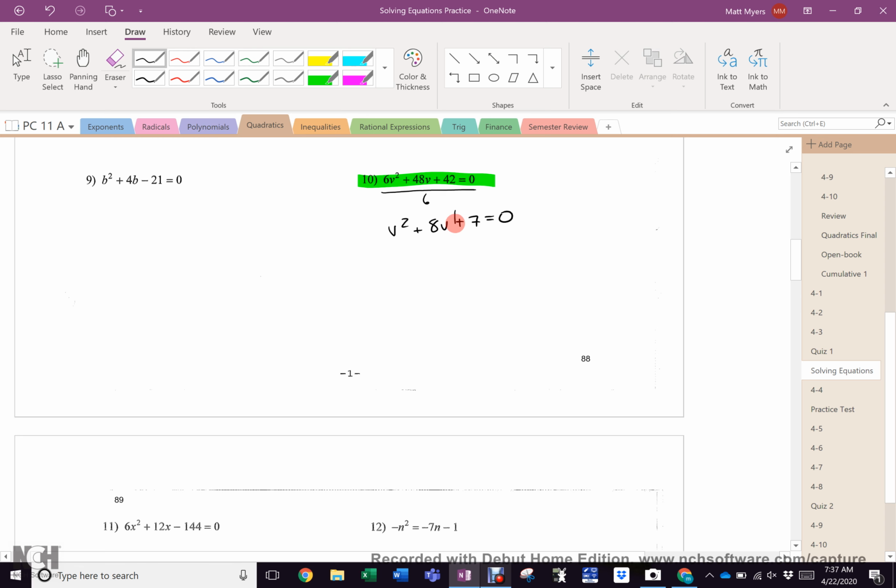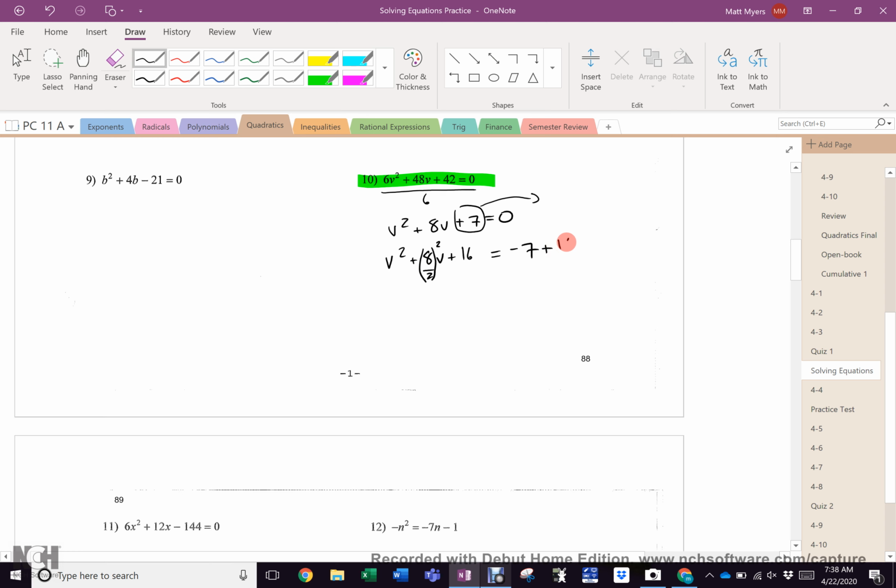So if we're going to complete the square, I like to move that out of the way because it's not part of the square that we wish to complete. So v squared plus 8v, then I leave a blank space here, equals negative 7. Now here is where I do completing the square, which is divide by 2 and square. 8 divided by 2 is 4. 4 squared is 16.